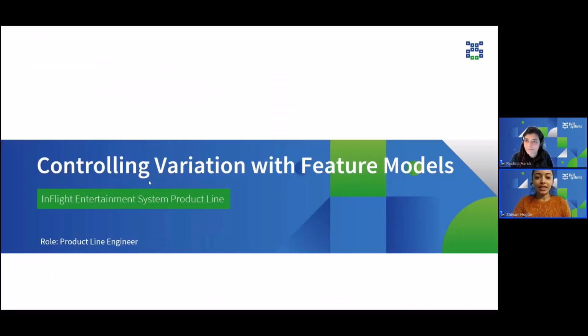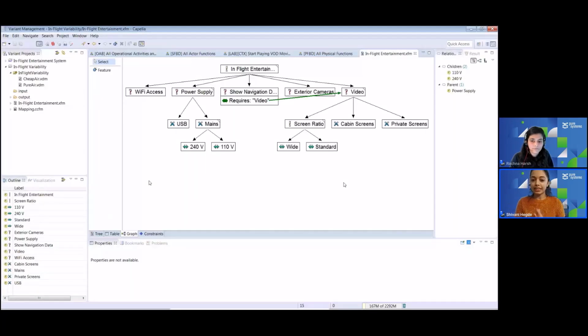So now let's have a look at the demonstration. Here we will see how we can control the variation with feature models, taking the in-flight entertainment system feature model as an example. We will examine how this feature model appears in pure::variants, which comes as a desktop client as well as a web client. In our case, we are going to use the desktop client in combination with Capella.